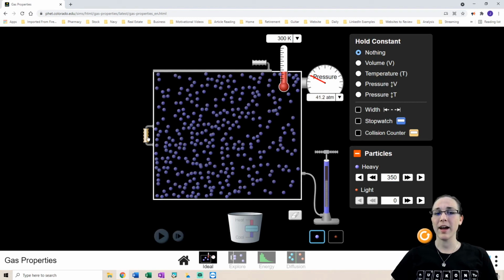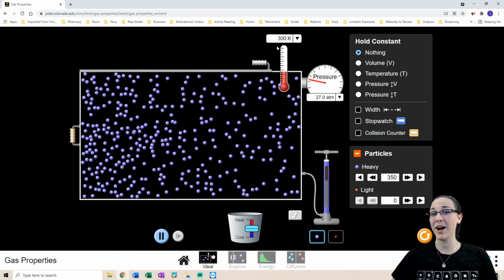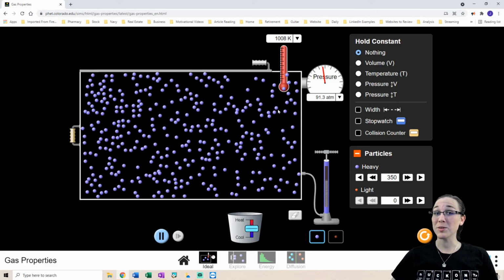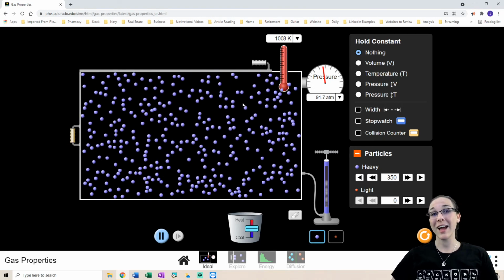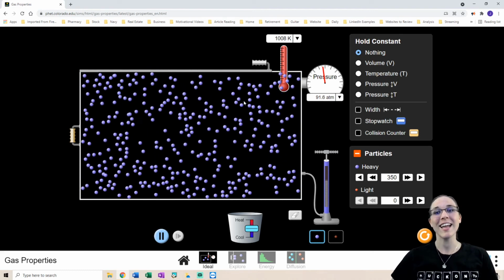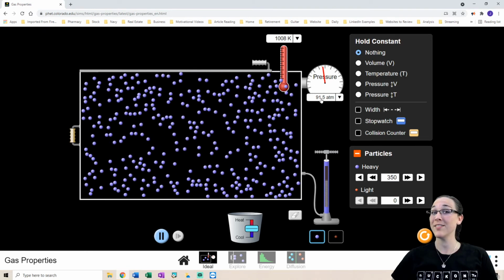What happens if I expand the volume? Well, if I make the container bigger, the pressure goes down and the temperature stayed the same. As they move faster because they're hotter, now at 1008 Kelvin, they collide with the walls of the container more often due to that increased kinetic energy, and that causes the pressure to rise now as well to 91.7 atmospheres.